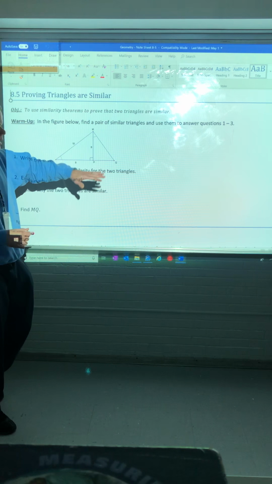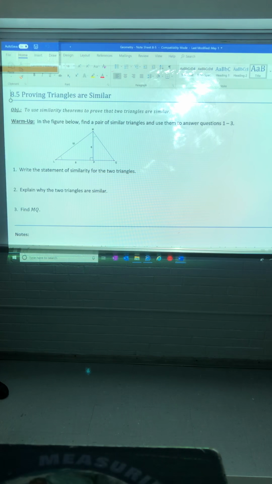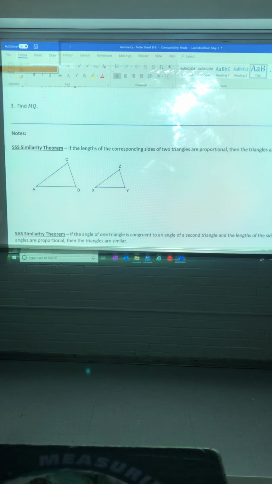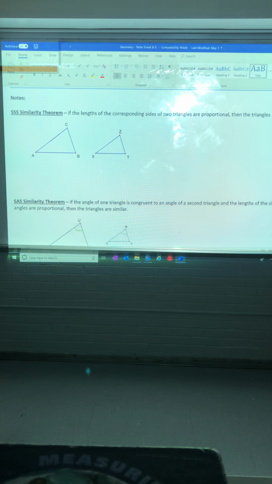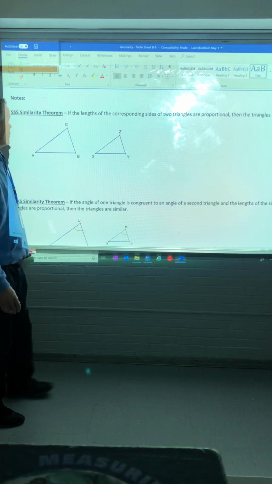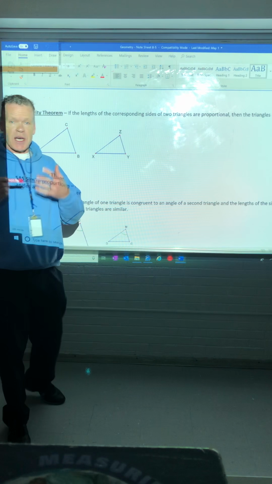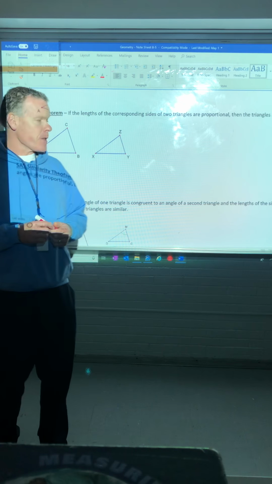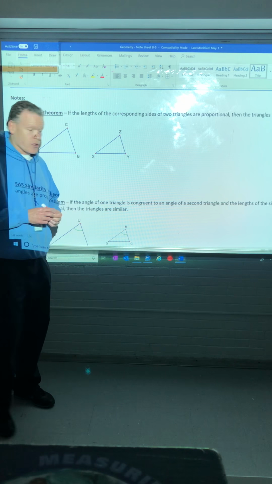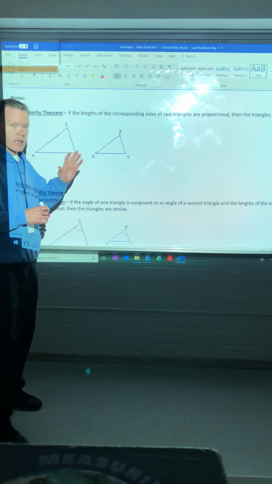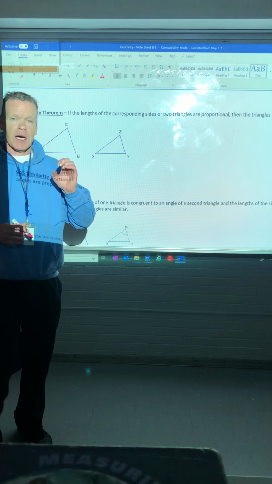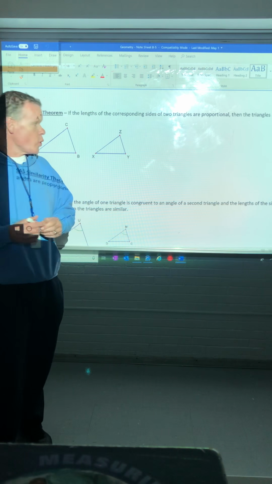I know we got a lot of repetition at our warm-up. We probably had our warm-up yesterday. So I'm going to go right down to our side similarity theory. Okay, you know you've got a side postulate for showing that two triangles are congruent. Here we're not saying congruency, we're saying that they're going to be similar, meaning they're going to be in proportion.